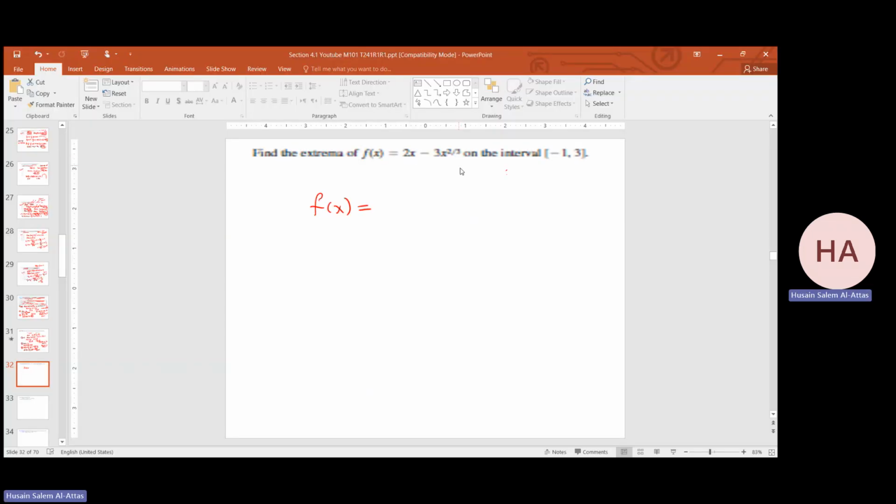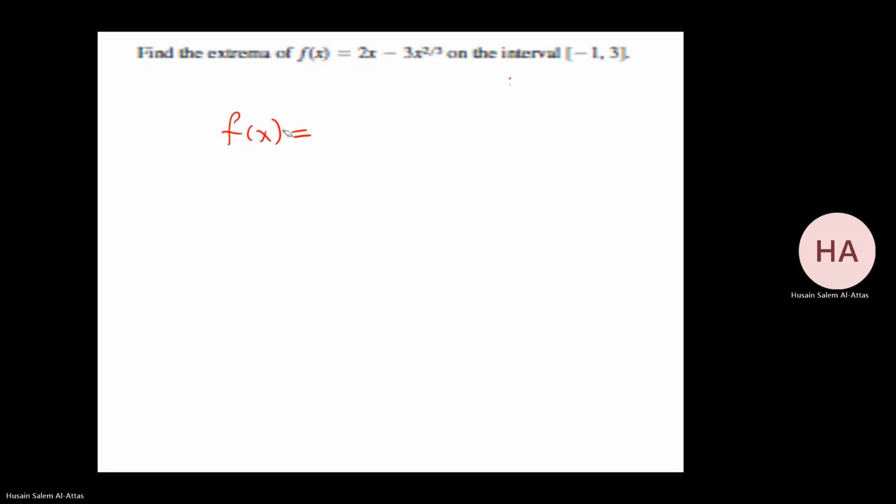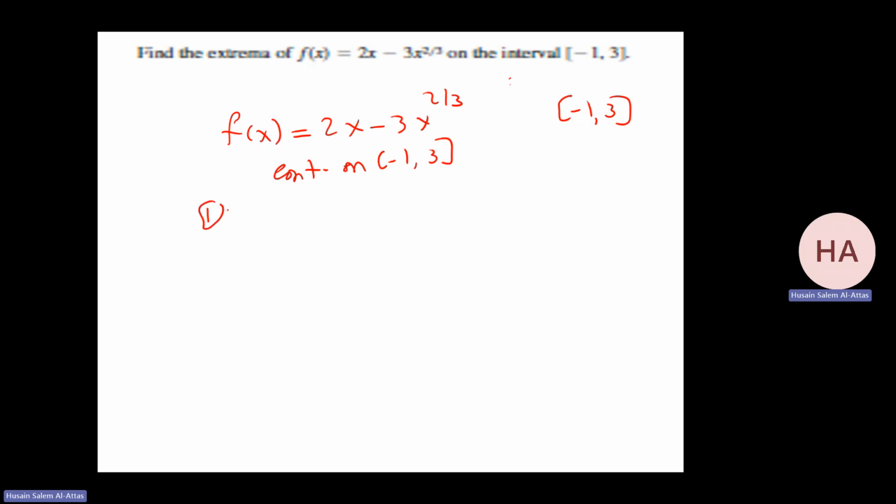See, the function is 2x minus 3x to the power 2 over 3. And this is the interval. Here the function is continuous on a closed interval. Okay, so my first step, critical numbers. So I have f prime, that will be 2 minus 2x to the power minus 1 over 3.